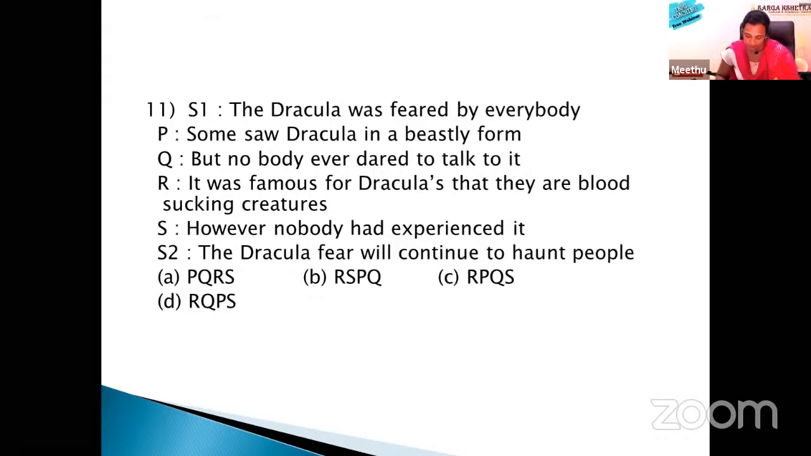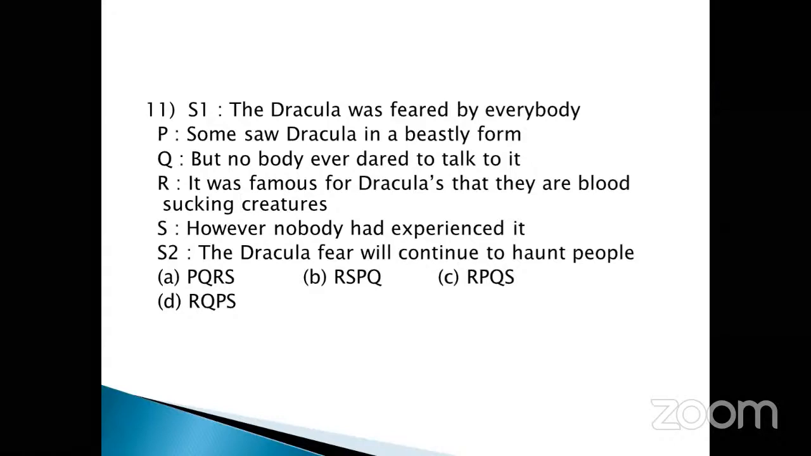The first one is, the Dracula was feared by everybody. Before that, I don't want to waste your time. I would say option B is the correct answer. Just option B, that is RSPQ. Alina, please read it in the right order.